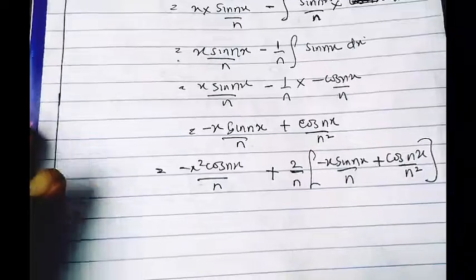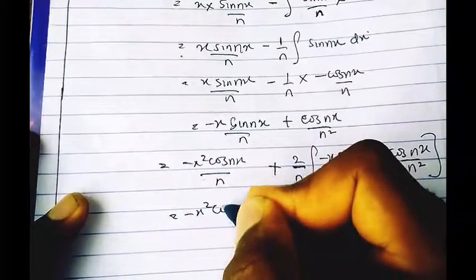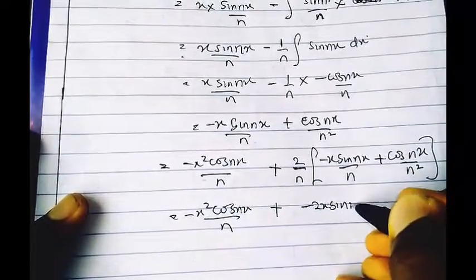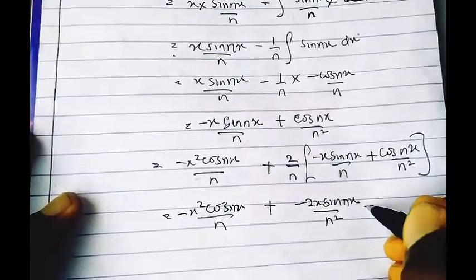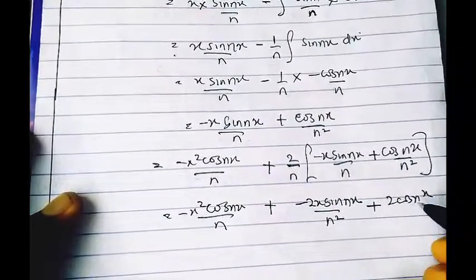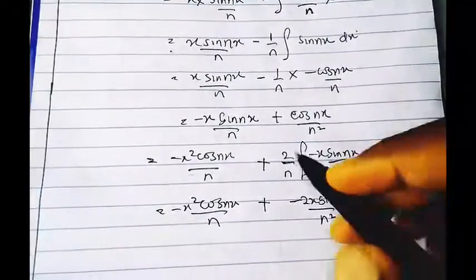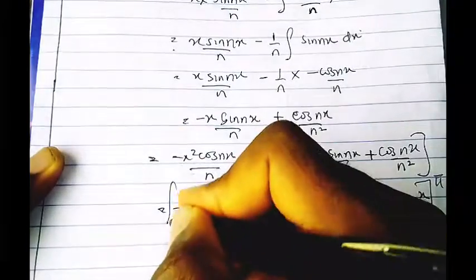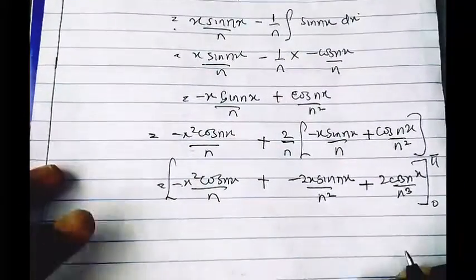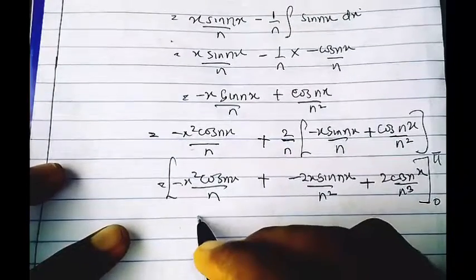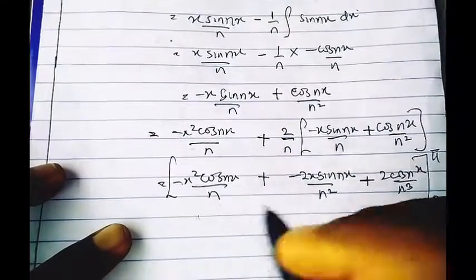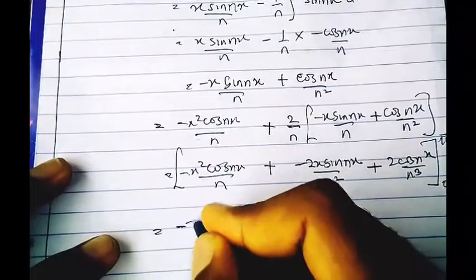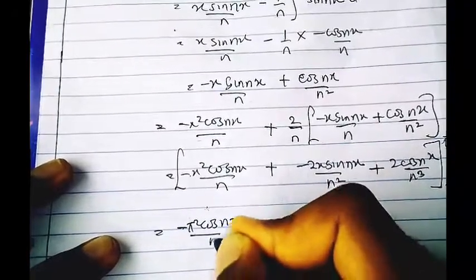Multiplying through by 2 over n, we're left with minus x squared cos nx over n plus minus 2x sine nx over n squared plus 2 cos nx over n cubed, right? Because 2 over n multiplying this, that's what we have. So don't forget your limits going from 0 to pi. Putting my limit here now, when I put in pi, substituting x equal to pi, I can write the equation as minus pi squared cos n pi over n.